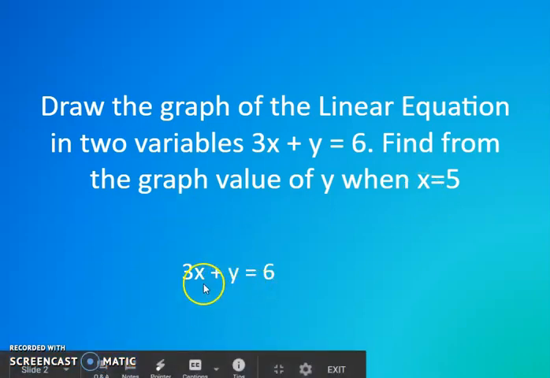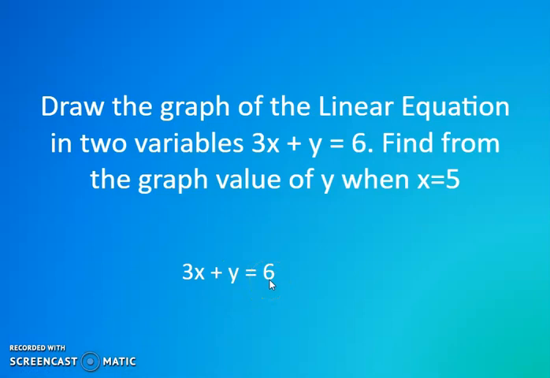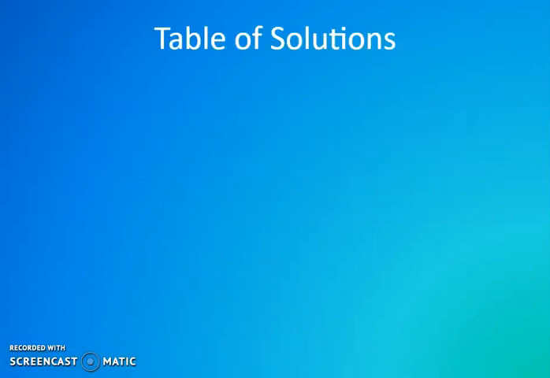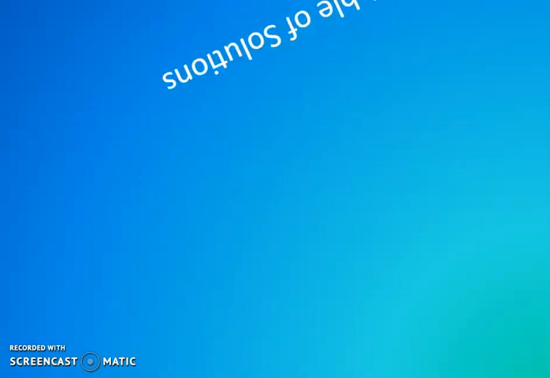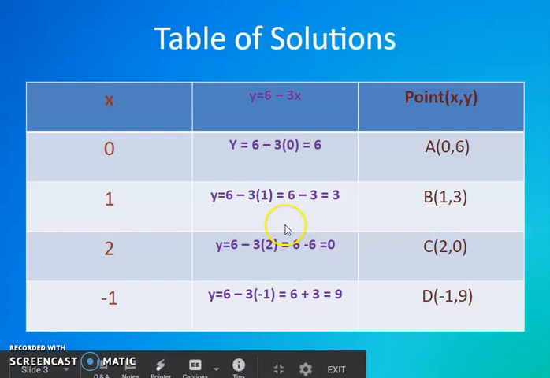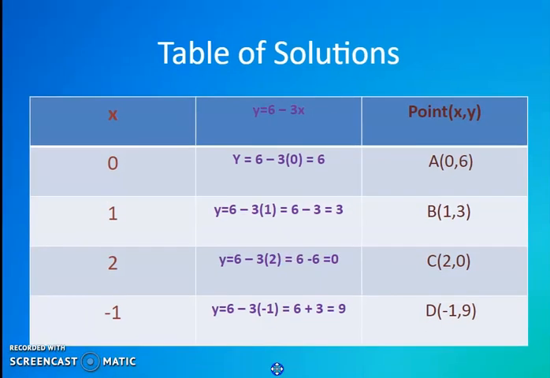Just check here children. The given linear equation in two variables is 3x plus y is equal to 6. Rewriting it, that is just sending x to the other side, we get y is equal to 6 minus 3x. Now let us find the table of solutions for this linear equation. Let us try to find the points.